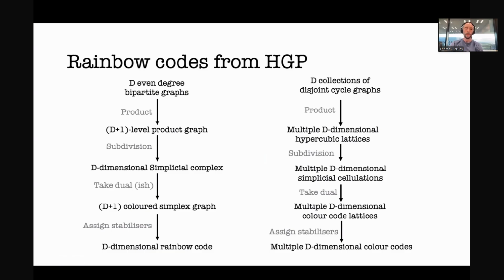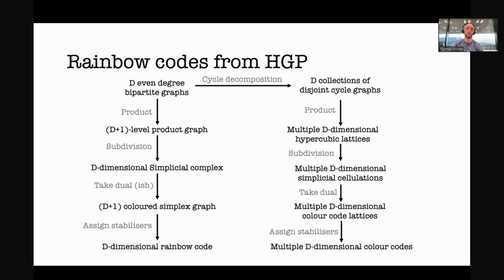And the nice thing to note is that up here, if my input graphs to my rainbow code construction all have even degree, then you can just turn those into this by doing a cycle decomposition, which is just you find some cycle basis for the graph, and you split it up into those cycles.